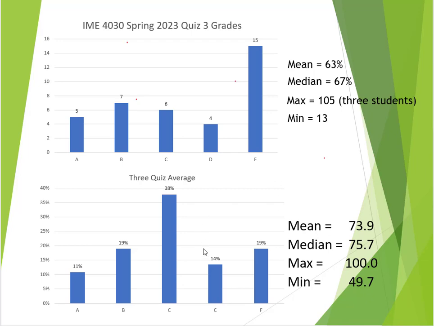I took a few minutes to calculate the quiz averages after the first 3 quizzes, and you can see that distribution at the bottom. The mean is 73.9, median or midpoint is 75.7, maximum average is 100, and the minimum is 49.7, and there are 7 students with a quiz average so far below 60.